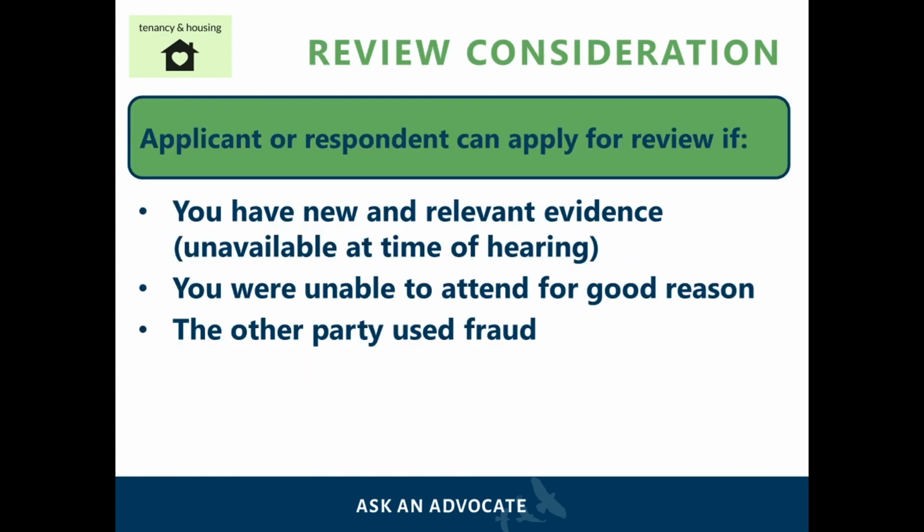Once a decision has been made after a hearing, the applicant or the respondent can apply for a review of the decision with the residential tenancy branch. However, this only applies if one of a few certain circumstances occur. So either a party has new and relevant evidence that was not available during the hearing, the party was unable to attend for good reason, or a party believes that the other used fraud during the hearing. The residential tenancy branch may grant the party the review and will make another decision. If the residential tenancy branch upholds the decision, that is to say that they do not change their mind, the party can apply for a judicial review with the Supreme Court.